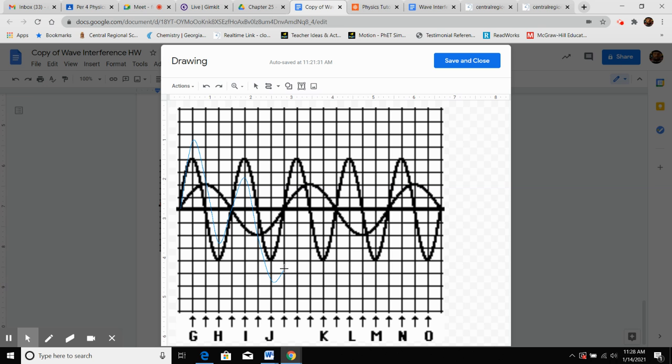The next vertical line over, find where the waves meet. Okay, right there. They are at 0. So we're just going to go to 0, make our click.